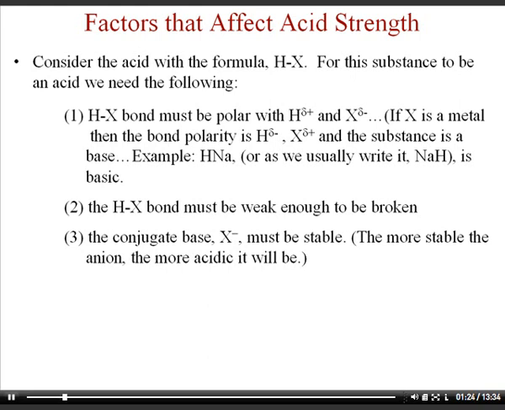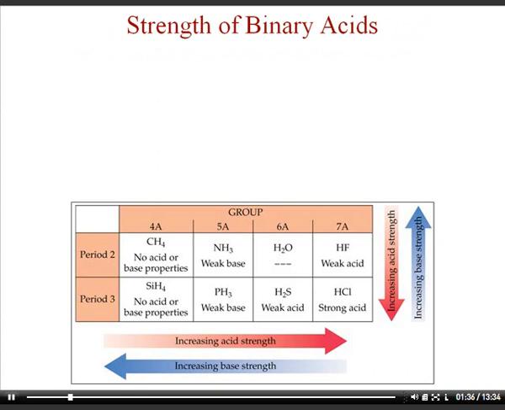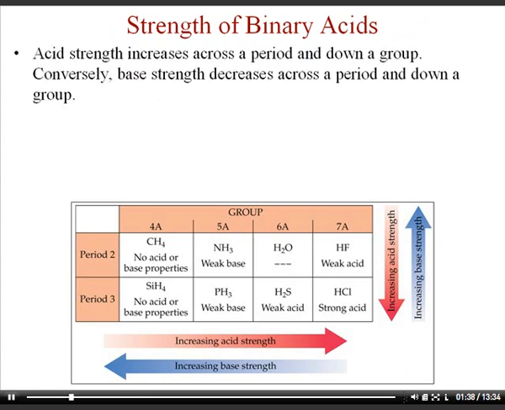In other words, you don't want the hydrogen to have a tendency of wanting to reattach to it once it falls off into the solution. So if you can make that X negative substance more stable, then it's going to be more acidic. And then we looked at the strength of binary acids next in class, and the acid strength actually increases as you go across a period. So if you're looking in period 2, that's the best example to see this trend. The bond polarity increases when you run across period 2.